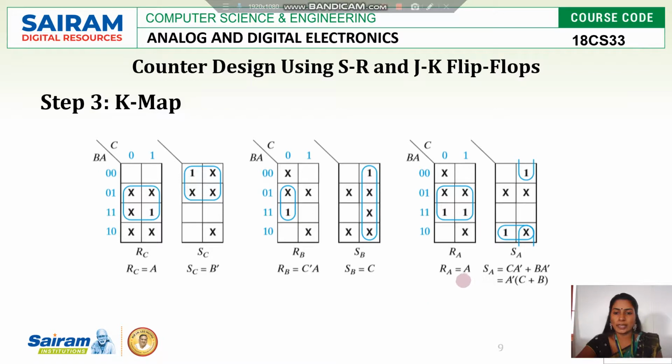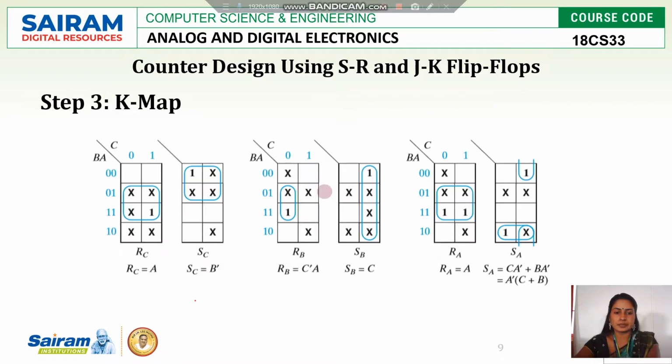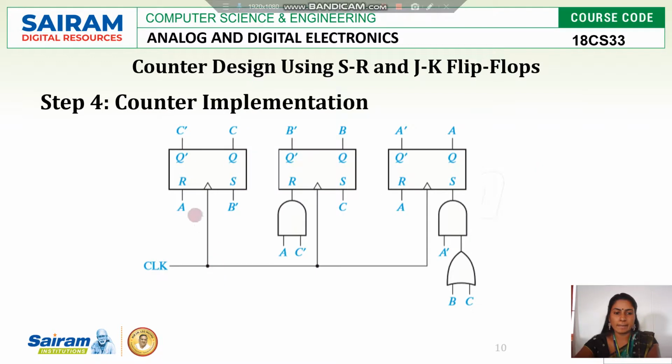So I got all the inputs SA, RA, SB, RB, SC, RC. All the inputs I got. So I can move to counter implementation. Okay. So this is the counter implementation. RC is A, SC is B bar. This is C flip flop. RC is A, SC is B bar.